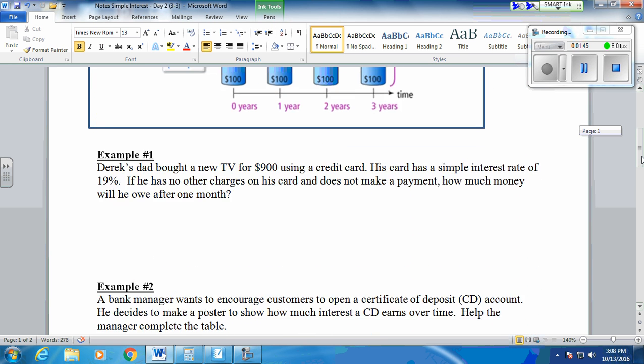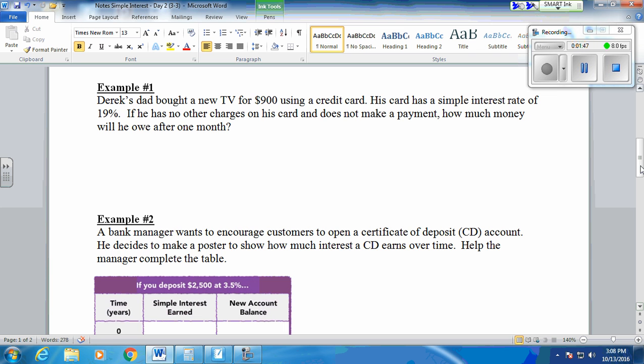So when we look at number 1, Derek's dad bought a new TV for $900 using a credit card. His card has a simple interest rate of 19%. If he has no other charges on his card and he does not make a payment, how much will he owe after 1 month? Why they are saying if he does not make a payment is because if you don't pay off your account and you don't make a payment, you're going to be charged interest on that.